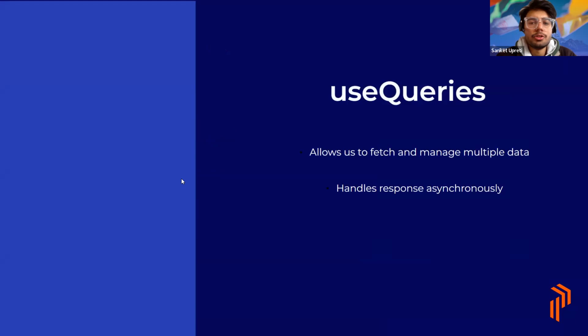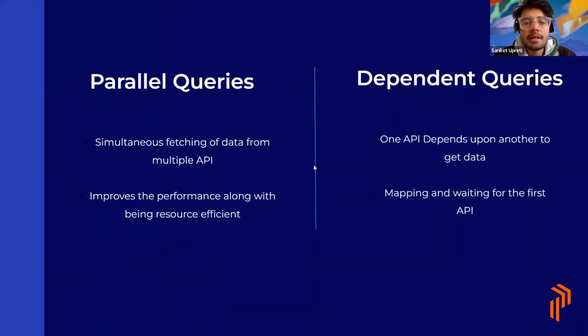Moving on to useQueries now. useQueries allows us to fetch and manage multiple data. So until now, we have talked about single data fetching, but useQueries actually allows two or more data to be fetched in parallel, or if we manage it, we can do it in a synchronized way as well. It handles responses asynchronously. This is, I think, the general idea of useQuery. So moving on, parallel queries and dependent queries.